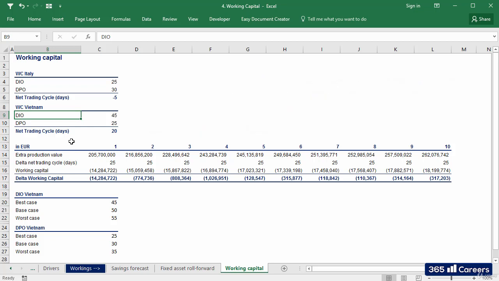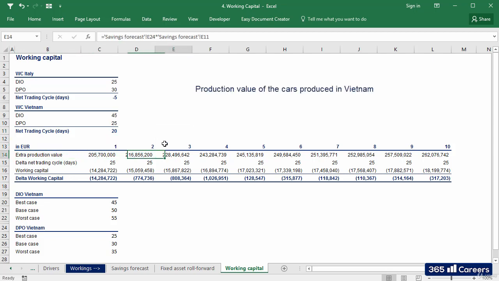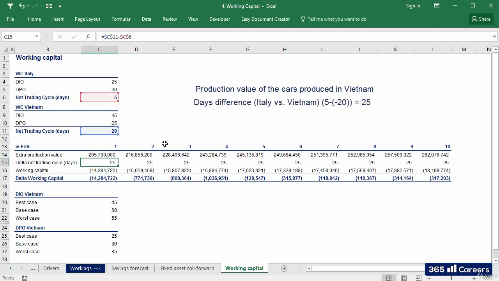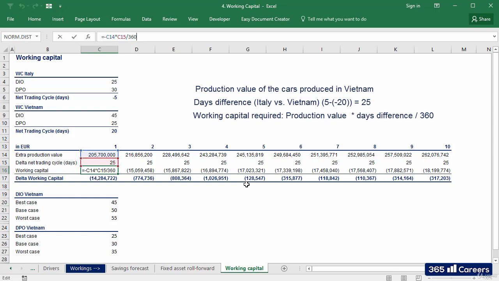Great. The table you see here allows us to calculate the extra working capital needed by the new plant. In the first row, we have production value of the cars produced in Vietnam. Then, we've calculated delta net trading capital in terms of days difference. The net trading cycle of the Vietnamese plant minus the net trading cycle of the Italian plant. Dividing production value by the delta net trading cycle expressed in days would give us the working capital we have to invest if production moves to Vietnam.